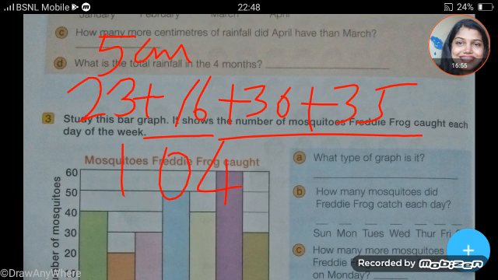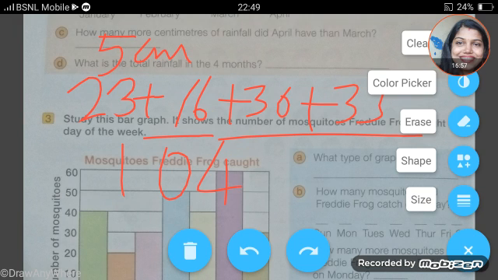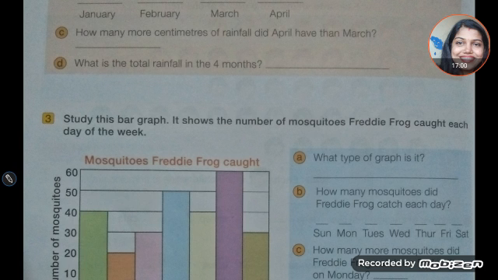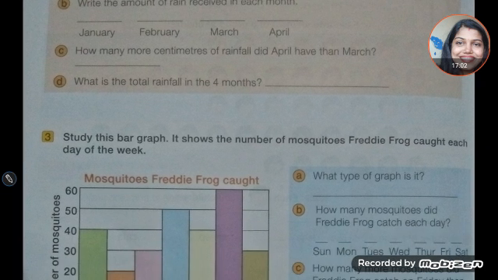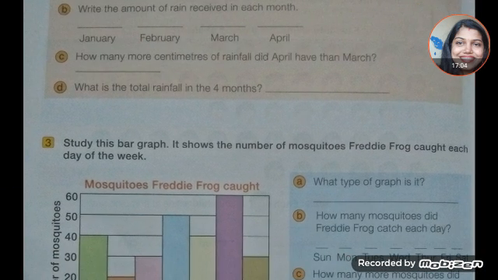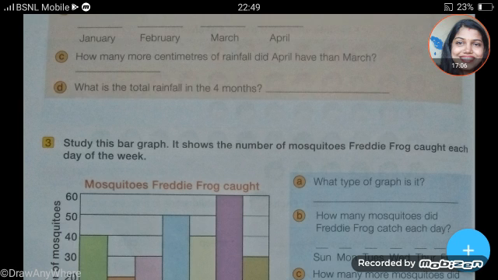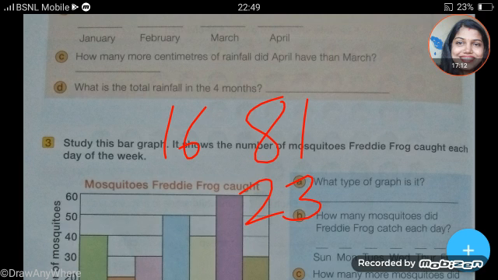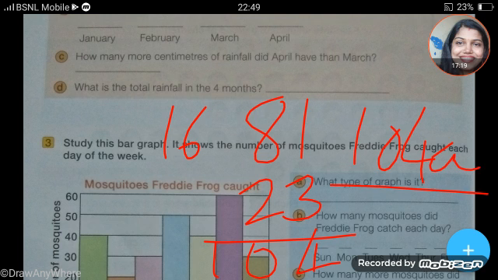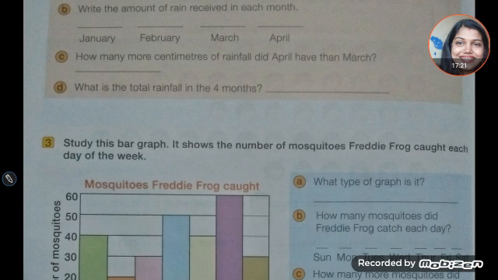Just count the number of months and their respective rainfalls. So here you can check: 23 plus 30 is 53... 35 plus 30 is 65, 65 plus 16 is 81, and 81 plus 23 will give you 104. So 104 centimeter is your total answer. I hope this is clear to you all.